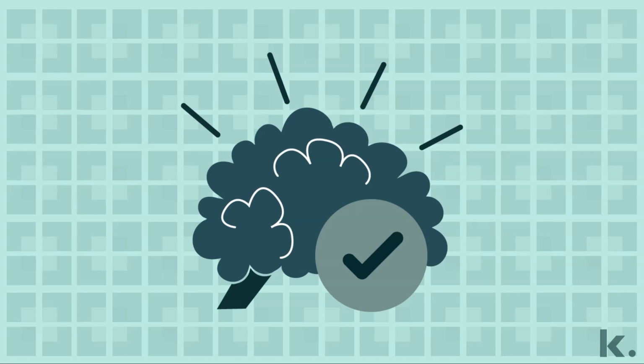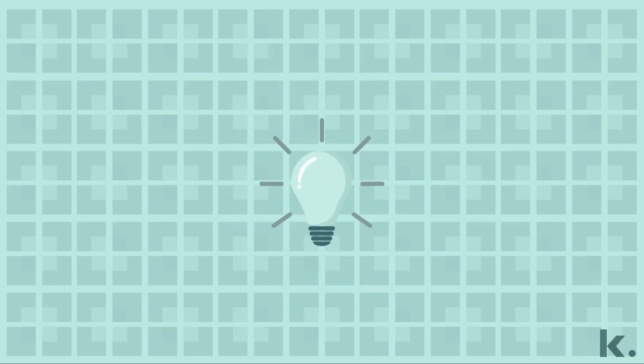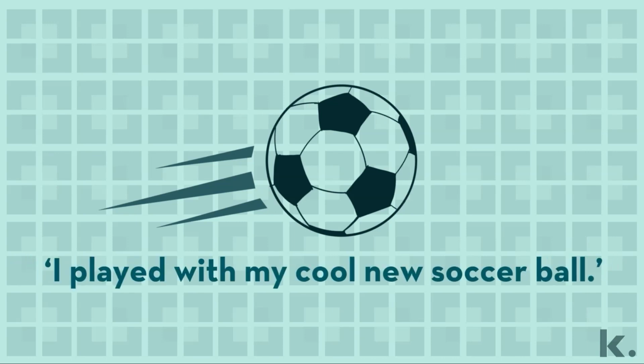Have the children think about a descriptive title for the story they represented. Use their idea to write a sentence at the top of their artwork. Read the sentence out loud as you write the heading. For example, if a child drew himself playing soccer, suggest the title, "I played with my cool new soccer ball."